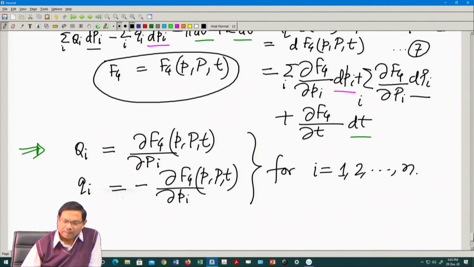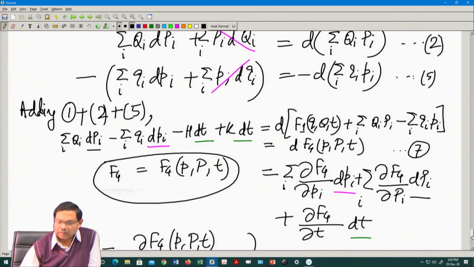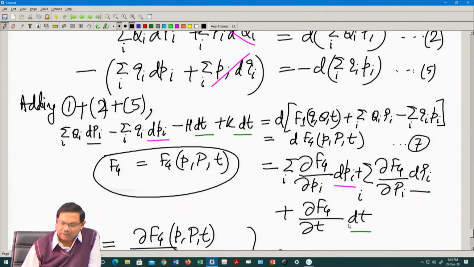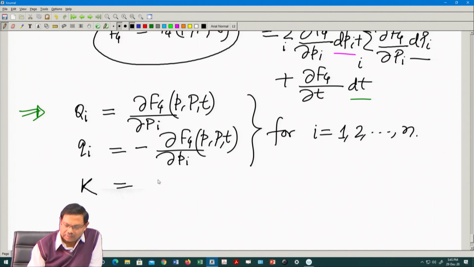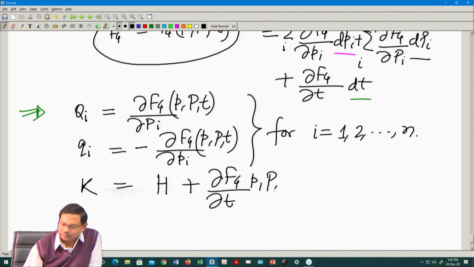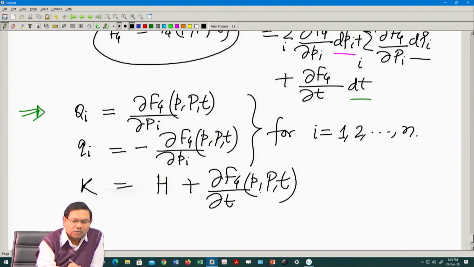And what about the new Hamiltonian? If I take the coefficients of dt, the new Hamiltonian K with a minus sign goes to the other side. So, K equals H plus the partial derivative of the generating function with respect to time. So, this is H plus the partial derivative of F4 with respect to time. This is a function of, right.